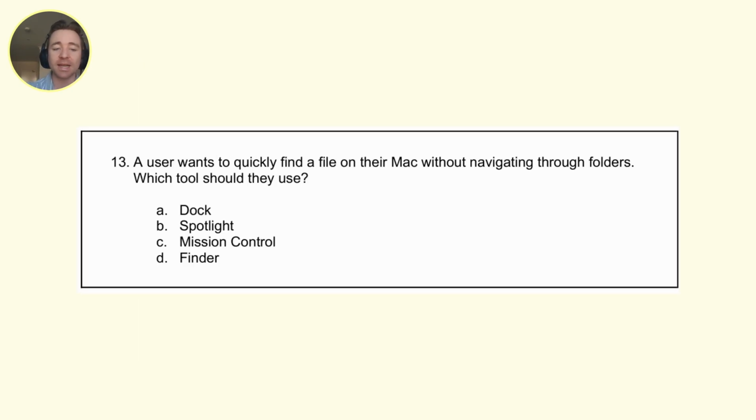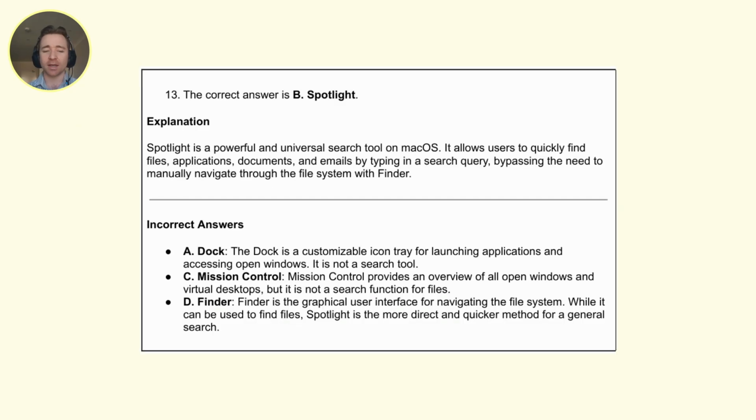All right. Now, next question reads, a user wants to quickly find a file on their Mac without navigating through folders. Which tool should they use? Is it A, Dock, B, Spotlight, C, Mission Control, or D, Finder? Pause the video if you need more time. Your answer coming in 3, 2, 1. It is going to be Spotlight, guys. B, Spotlight, you type it in to quickly find what you want. Finder, you have to manually navigate through files. Mission Control shows an overview of all open windows, and Dock is just a little bar down the bottom that you can choose your program from.